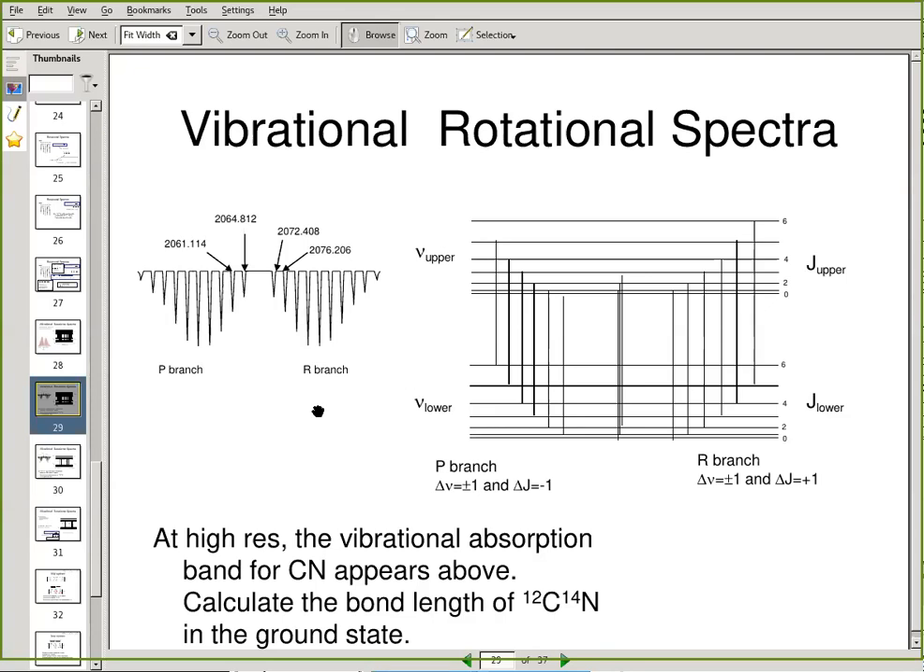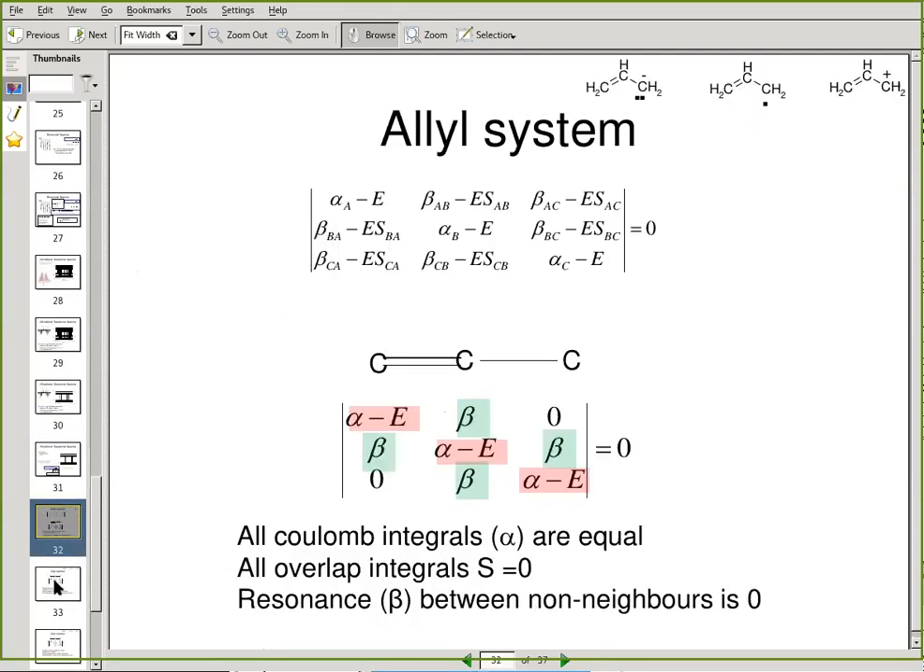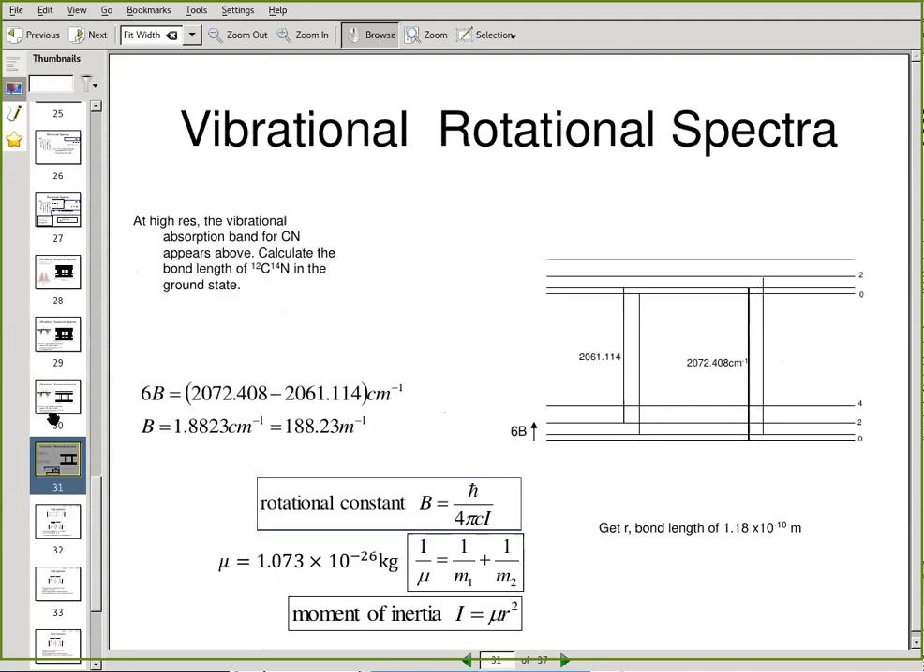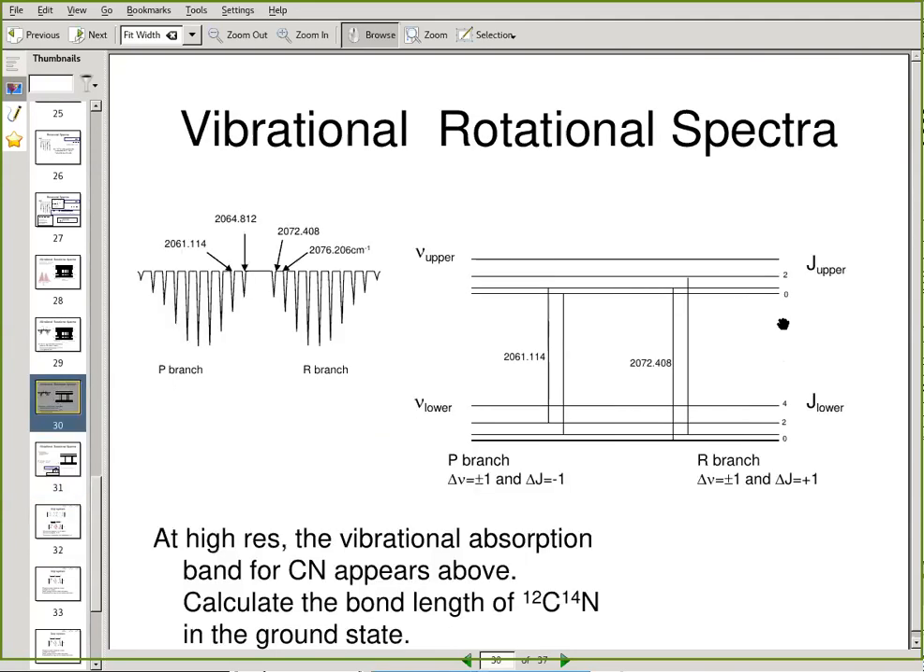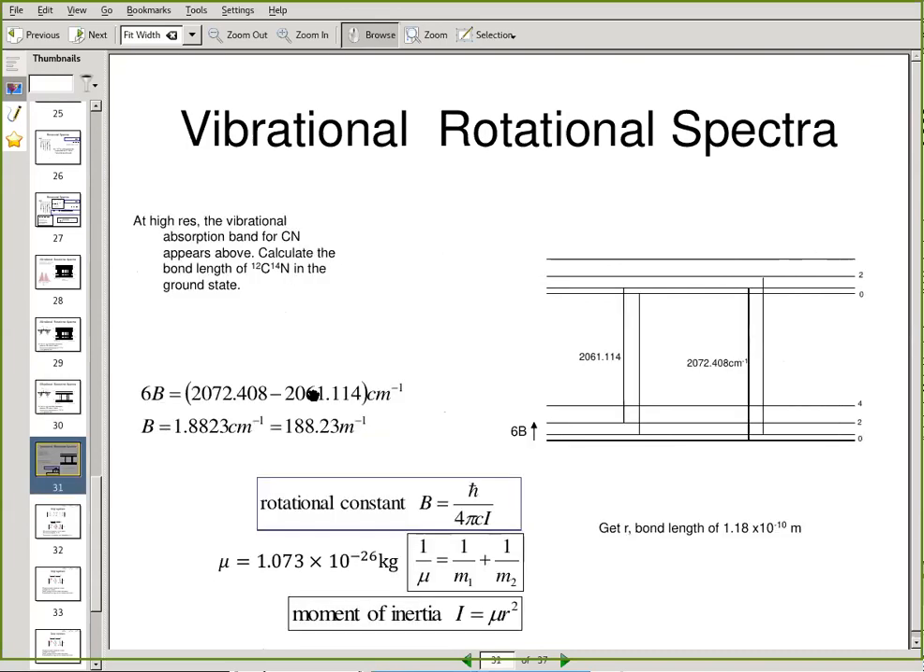Yes, thank you. Right, so my apologies, that shouldn't occur. So let's go back here. I'm not going to do matrices, apologies for showing that. So what we've got here is the difference between these two wave numbers is 6B, which means that we can do a calculation. We can just take them apart and we know that it's 6B, and so we can get that as wave number. From that, we know what the rotational constant is, 188.23 per meter, which means that we can calculate the moment of inertia.